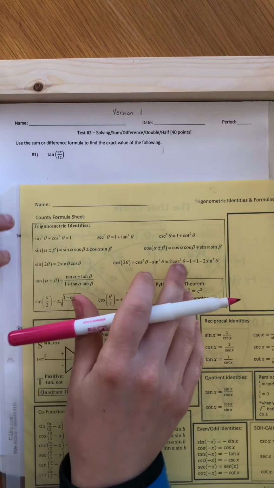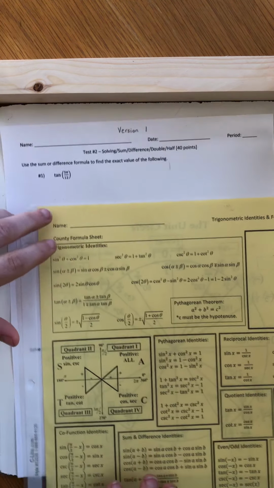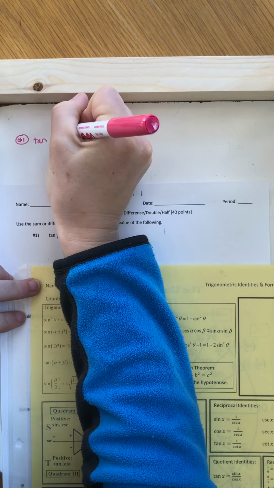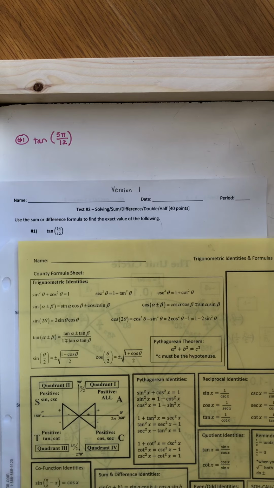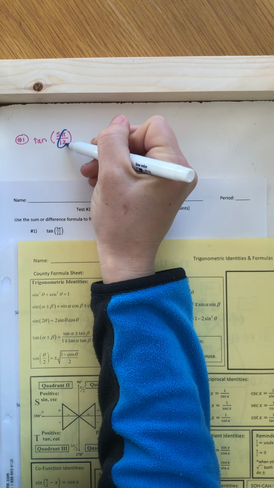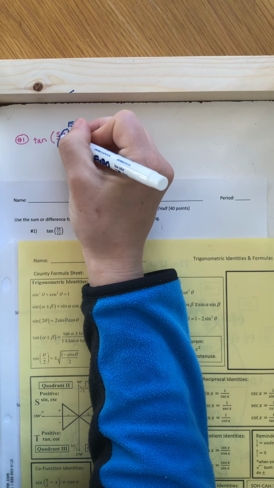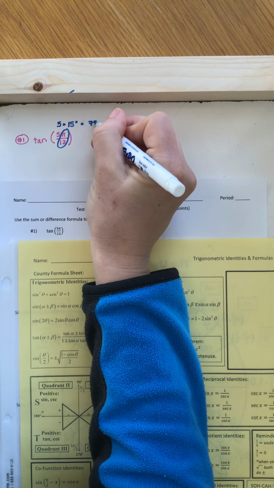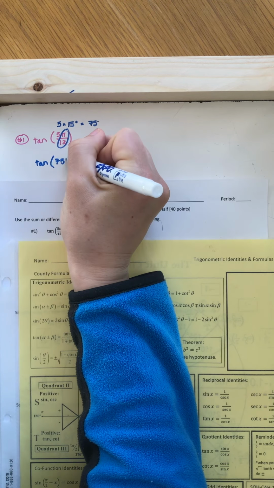So the first question asked me to find tangent of 5 pi over 12 using the sum or difference formula. Now I think it's easiest to work in degrees when you're doing these. So if you remember from class, we learned that pi over 12 equals 15 degrees. So I'm going to do 5 times 15, and that gives me 75 degrees. So this problem is actually finding the tangent of 75 degrees.